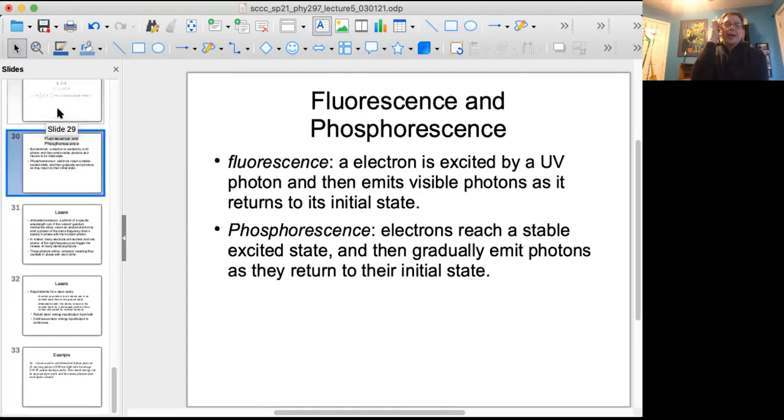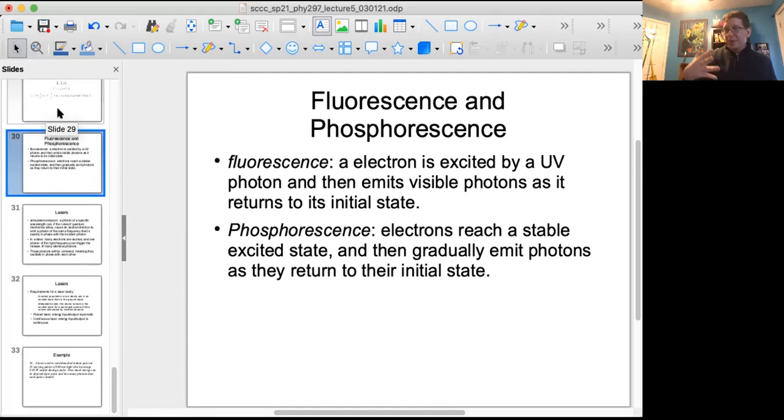So there are a couple of other properties that we're going to talk about that are quantum phenomena. The first is called fluorescence. In fluorescence, an electron is excited by a UV photon and then emits visible photons as it returns to its initial state. So certain substances will glow if you expose them to ultraviolet radiation.